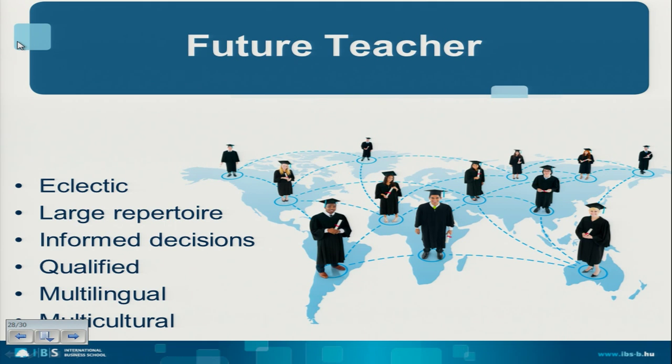So finally, to conclude, what I think we need for the future is a teacher who is eclectic, a teacher who has a large repertoire of teaching methodologies that they can use when and if needed specifically for their own classroom. I think a good teacher is one who can make informed decisions about the teaching methods for their own students. And in order to be able to make these informed decisions, they need to be highly qualified. They need to be trained, not only as a teacher, but in the English language and in linguistics in general, how languages in plural function, so that they can be a multilingual and a multicultural language teacher.